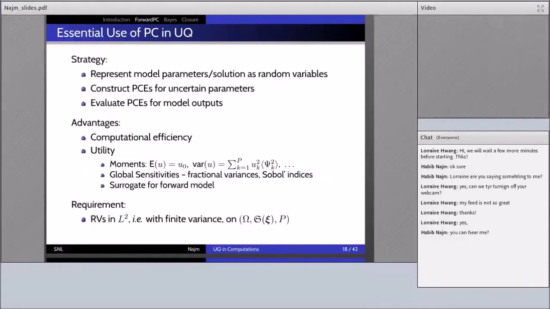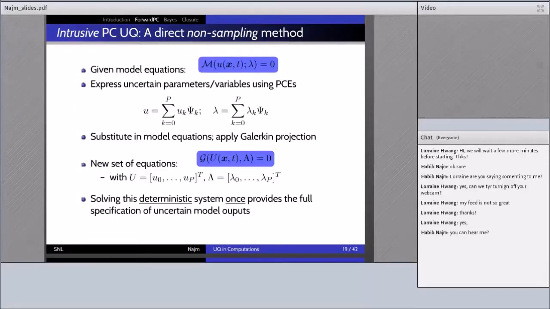Okay, so that's basically an introduction to the representation. How we use this representation of random variables and random fields in UQ is we represent the inputs using these types of expansions, and then we propagate them forward to evaluate a similar expansion for the output. And the advantage is that you can do this efficiently. Okay, so a few words about the different classes of methods for forward propagation.